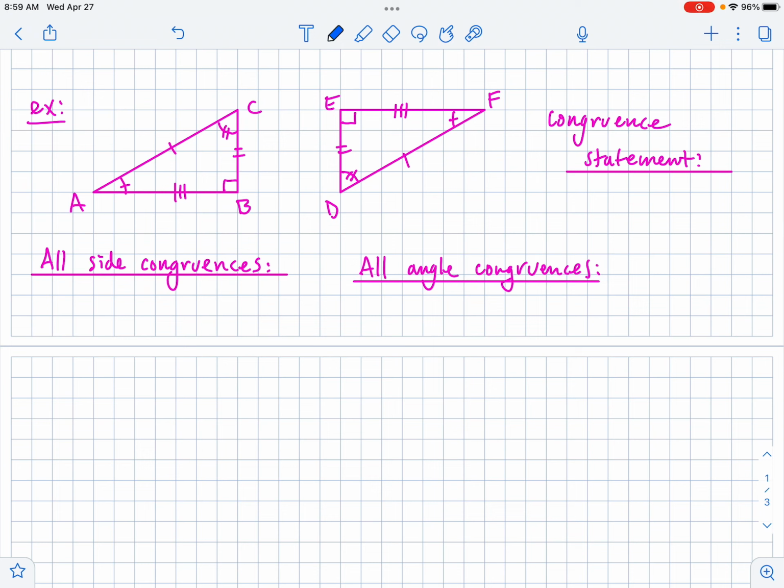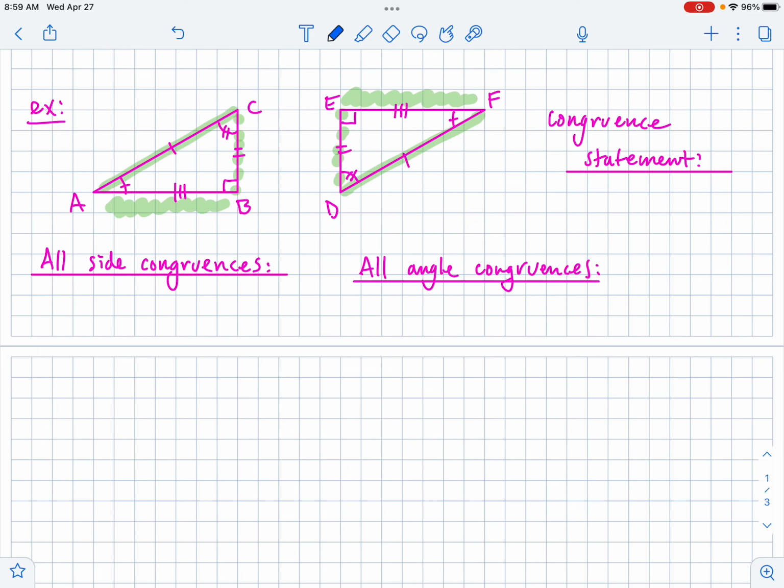Now, this next example, they are not oriented the same way, but these two shapes are congruent to each other because I see that this side is the same as this one, that this side is the same as this one, and then this side is the same as this one. And all their interior angles match up as well.